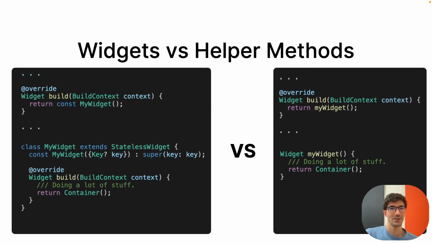Next up, what should you prefer, creating widgets or creating helper methods? I'll give you some time to look at the code and to give your opinion in the comments. Just quickly looking at the code though, it seems like using helper methods would be the faster approach. So what do you think?